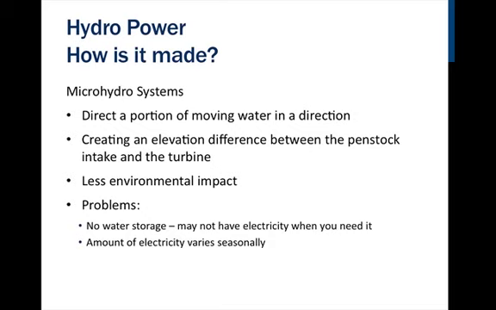You are taking a small portion of the flowing water and would be less likely to kill off wildlife and plant life. This type of system has no water storage, which means that you may not have electricity producing when you need it. The amount of electricity may vary seasonally as well.